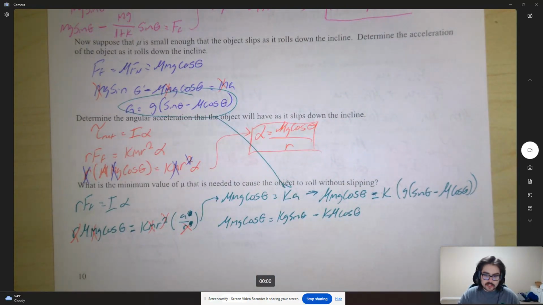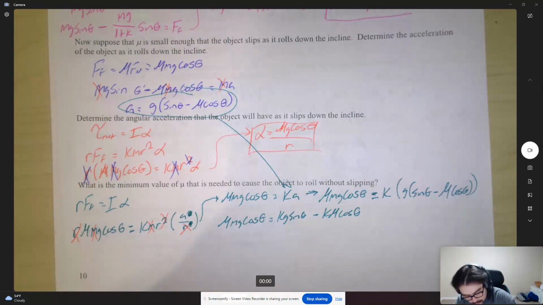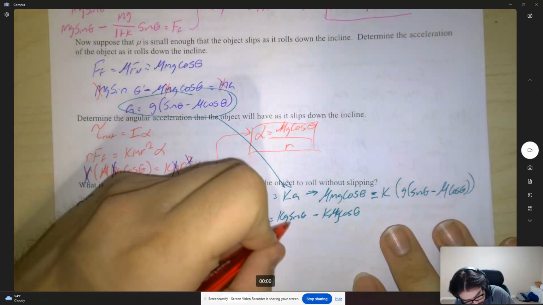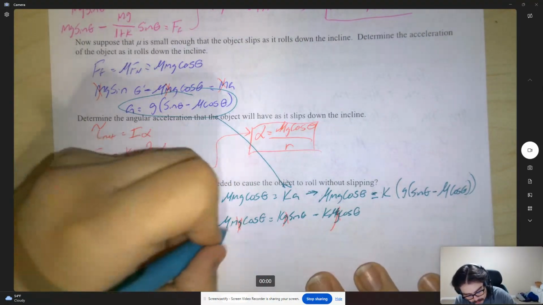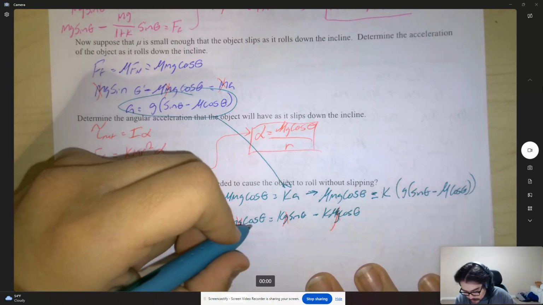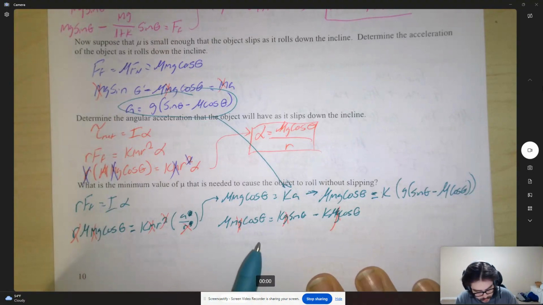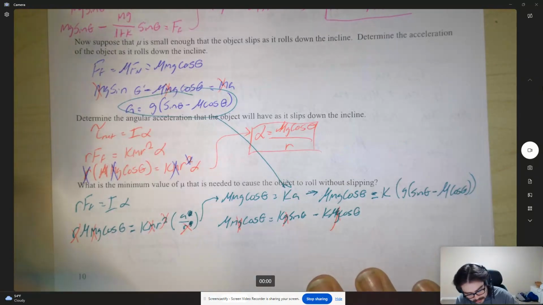You've got g in every term here, so you can cancel it. Oh, sorry, this should be mu g cosine theta. You've got g in every term, so you can cancel it. And you end up with mu m cosine theta. Oh, I guess that m canceled. I don't even know why I had that m there. Sorry, I'm losing my mind right now.